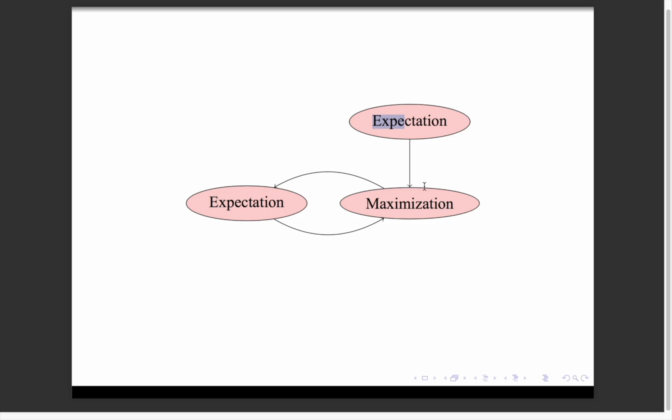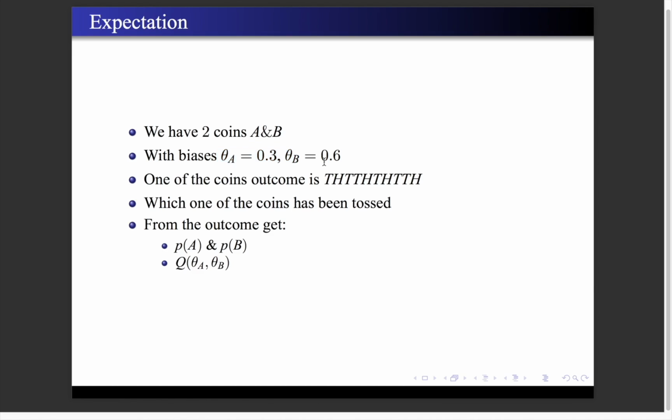The algorithm performs expectation followed by maximization in an iterative fashion, where each iteration gets us better values compared to the previous iteration. So, what is expecting incomplete information? Here is an expectation example.